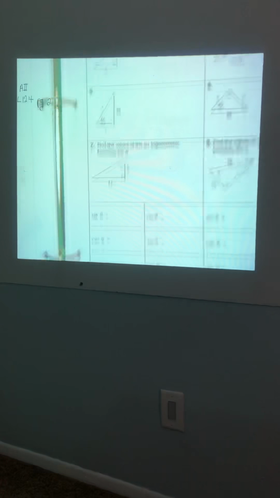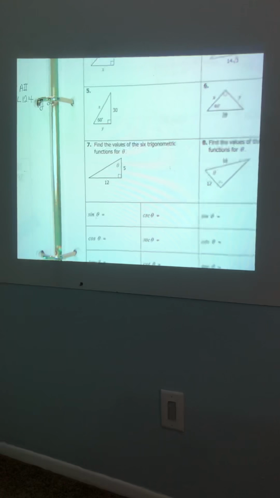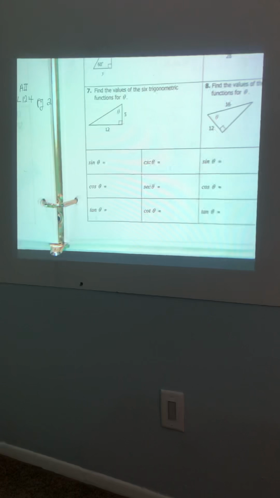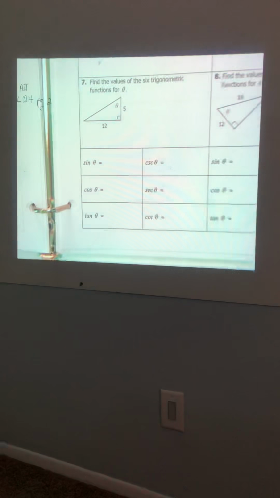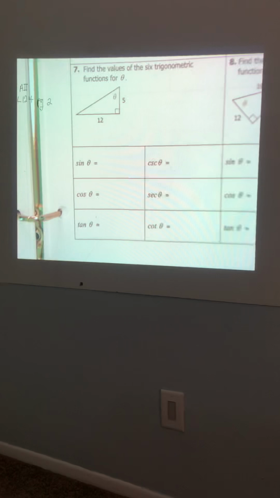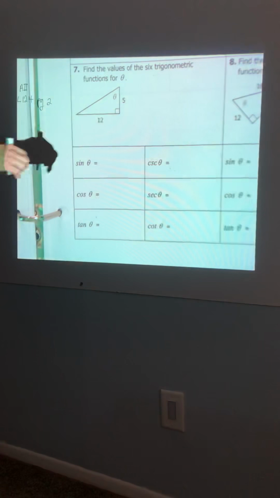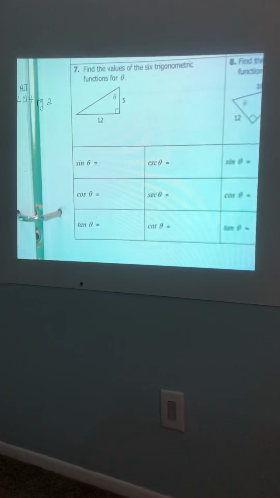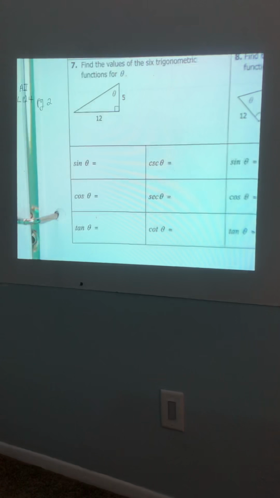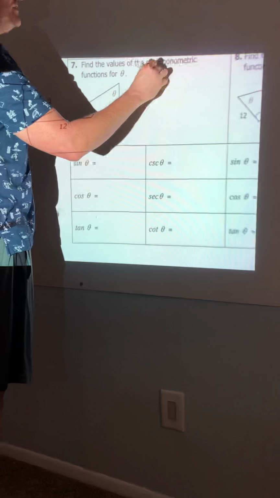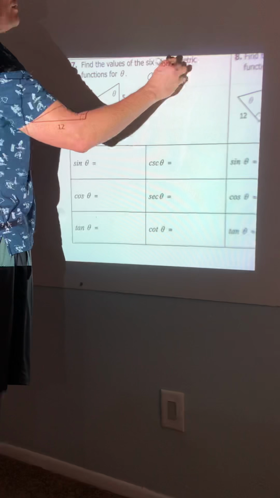So let's see if I can zoom in faster than normal. Yes! Put that right in the middle. All right, let the party begin. We're now going to find all 6. First of all, it's got to be a right triangle. It is a right triangle. They gave us 2 of the 3 sides, so that's good too, because we can do the Pythagorean Theorem: c squared equals a squared plus b squared.